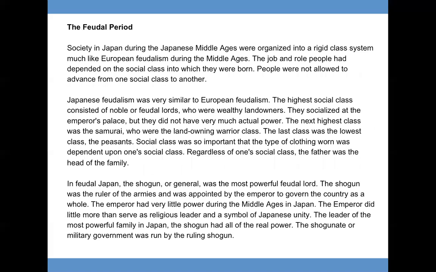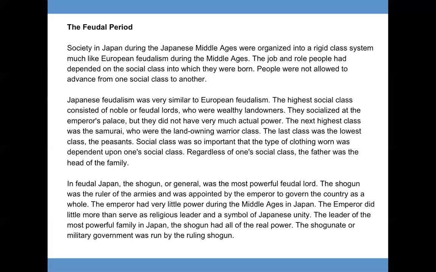Society in Japan during the Japanese Middle Ages was organized into a rigid class system, much like European feudalism during the Middle Ages. The job and role people had depended on the social class into which they were born. People were not allowed to advance from one social class to another. Japanese feudalism was very similar to European feudalism.